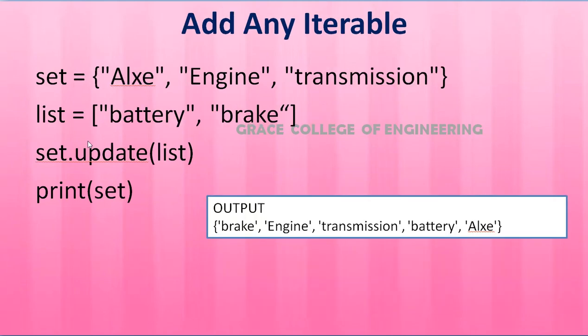Next one, the update method with a list. First the set is created, then a list is created. A list is created with square brackets. Next, set dot update of list. By using this update method, the argument does not have to be a set. It can be any iterable object like tuples, lists, dictionaries. So in this program we use a list. So it is updated and printed. The output is brake, engine, transmission, battery and axle.